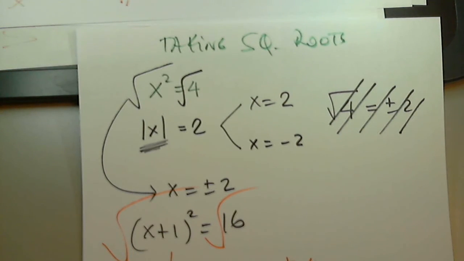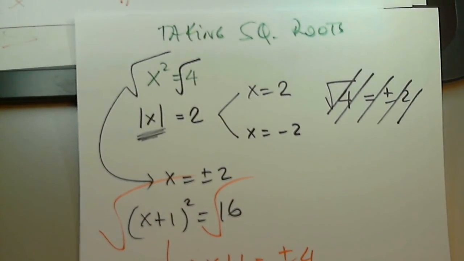But you don't have to write the absolute value anymore. I was just explaining that step that we omit, only because I don't want you to think that the square root of 16 is plus or minus 4. That would be incorrect. So then I have to move 1, so x equals -1 plus or minus 4.